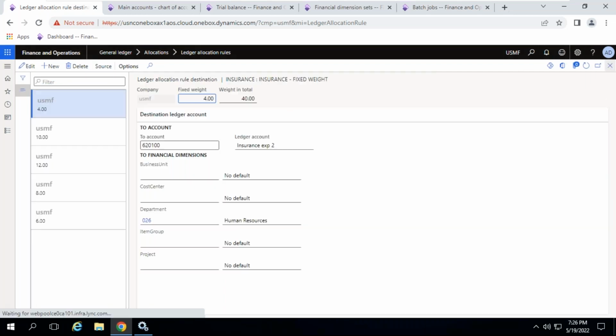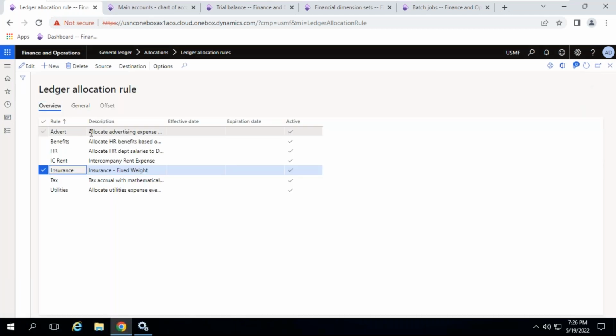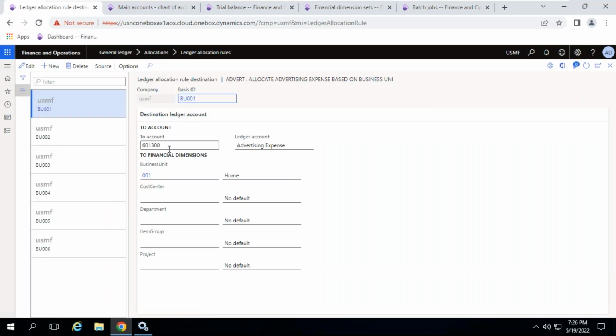Whereas if it is a basis method, if you go to the destination, the destination changes basis differently. Look at this one. This destination is based on basis 1. For the second one, the basis is changed. Third one, basis is changed. Fourth one, basis is changed. The source is changed. It is not constant.